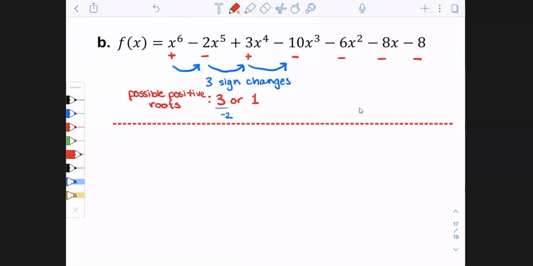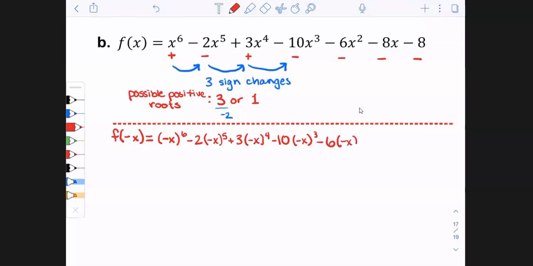So that's going to be one confusing part here. Let's look at our negative one. So our possible negative roots come from f of negative x. Eventually, you'll probably be able to skip this first step if you're good with understanding when a power is going to stay negative or positive, but for now, we'll fill this out. So negative x to the 6th minus 2 times negative x to the 5th plus 3 times negative x to the 4th minus 10 times negative x to the 3rd minus 6 times negative x to the 2nd minus 8 times negative x and minus 8.